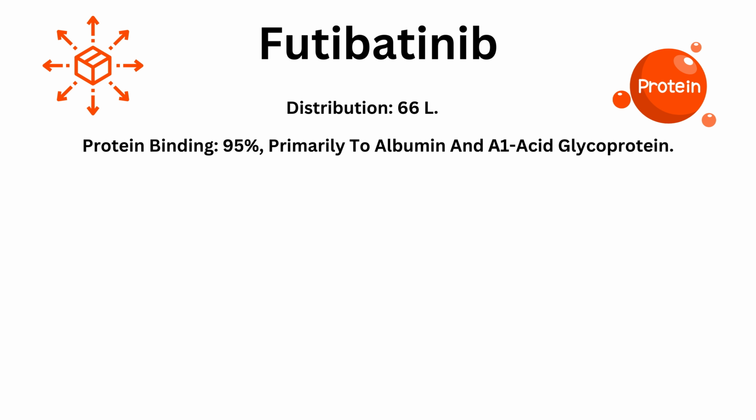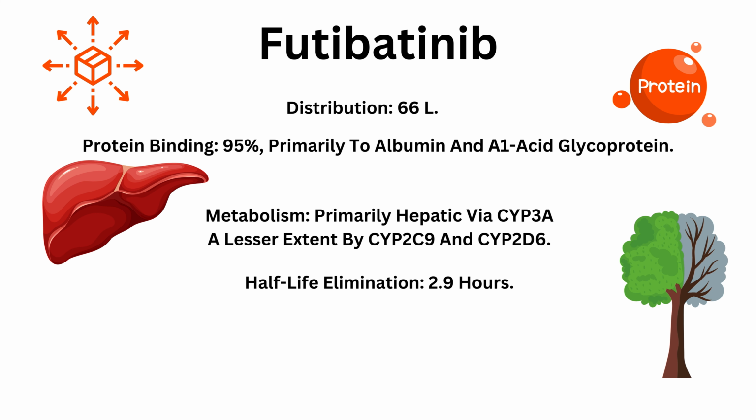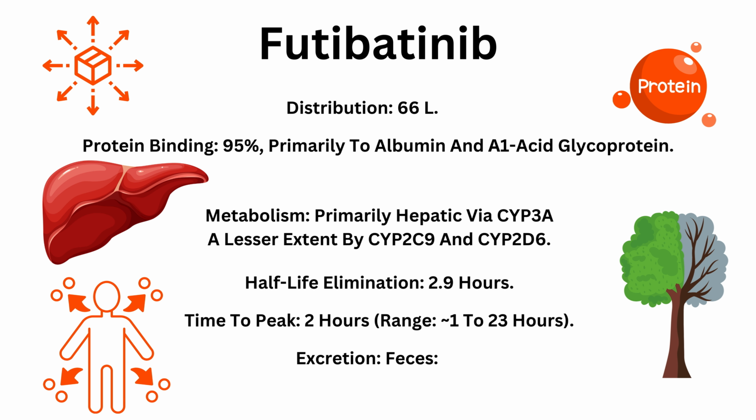Distribution: 66 liters with 95% protein binding, primarily to albumin and alpha-1 acid glycoprotein. Metabolism: primarily hepatic via cytochrome 3A4, and to a lesser extent by cytochrome 2C9 and 2D6. Half-life elimination: 2.9 hours. Time to peak: 2 hours. Excretion through feces. Clearance: 20 liters per hour.